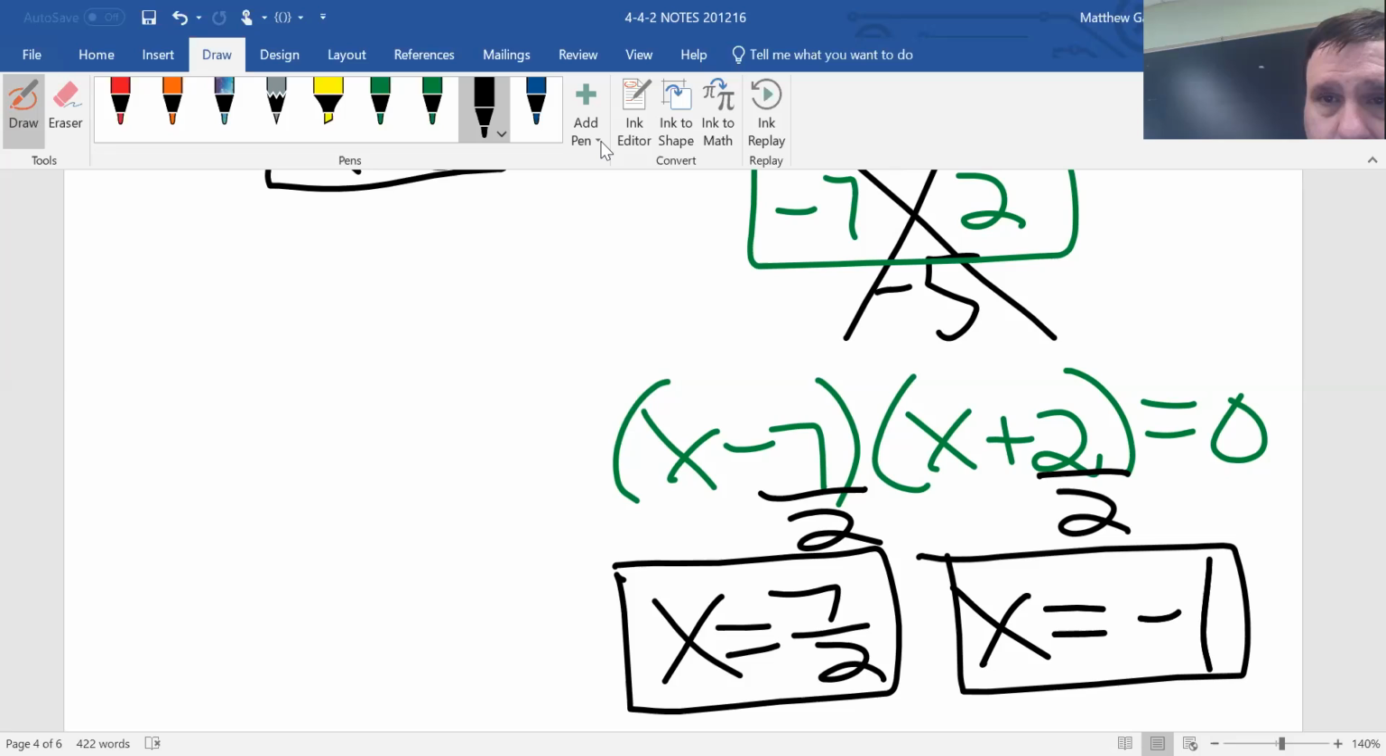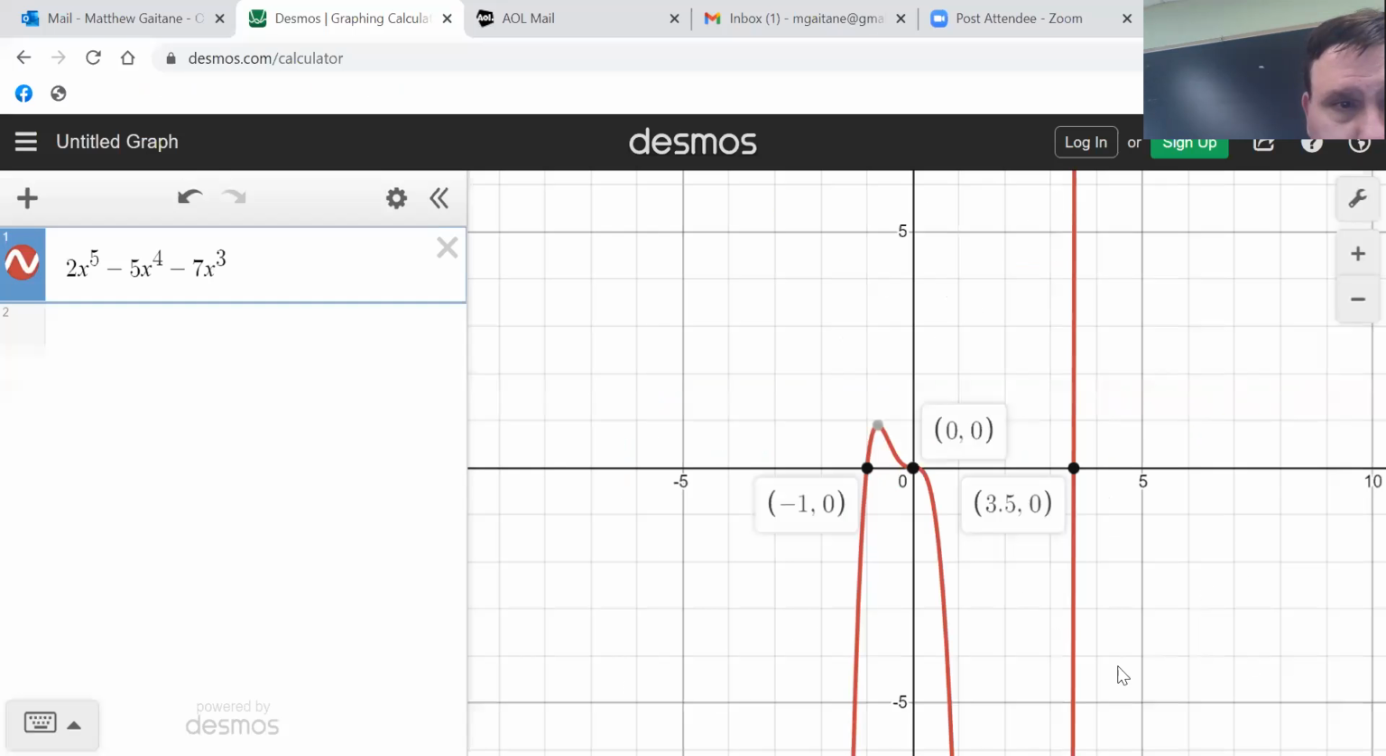When we look at the graph and check for our solutions, the 7 over 2 is 3.5, 0, and negative 1.